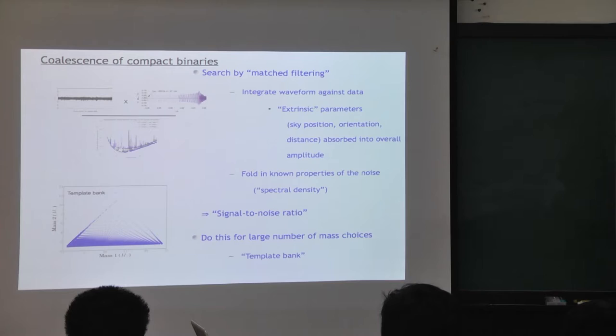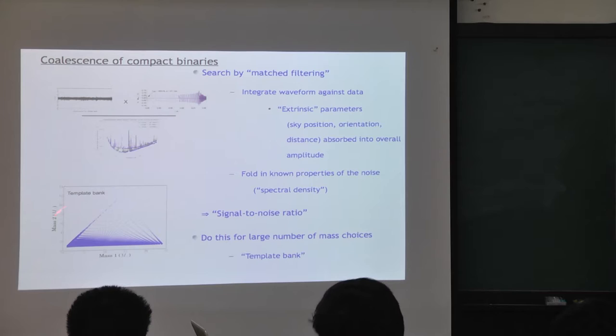And you see that this is an actual example of such a template bank. You see that the density of templates in parameter space is not the same everywhere. The reason is that, for instance, at very low masses, the part of the signal in band will have many, many cycles. Okay? Now, that means that if you change the masses a little bit, the number of cycles will change.